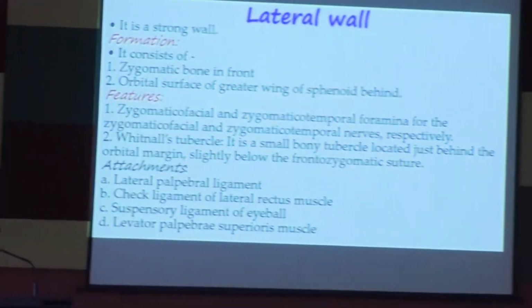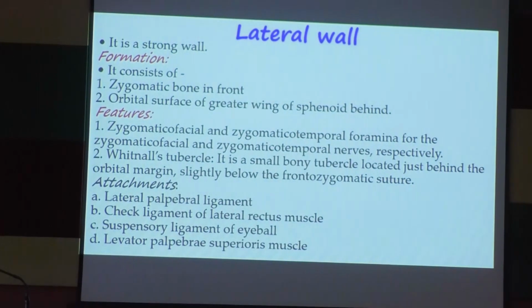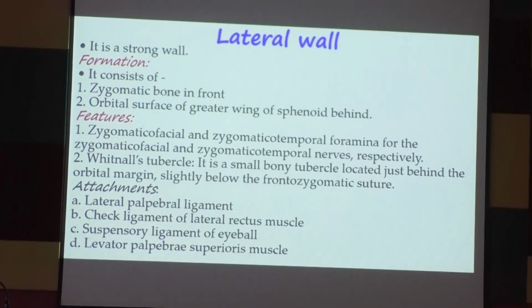Attachments: it gives attachment to the lateral palpebral ligament, check ligament of lateral rectus muscle, suspensory ligament of the eyeball, and levator palpebrae superioris muscle. So these are the attachments of Whitnall's tubercle.